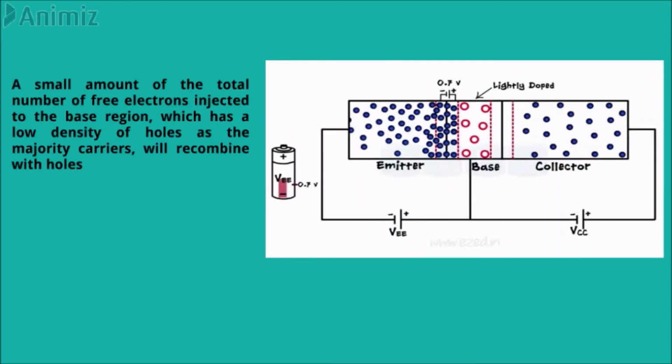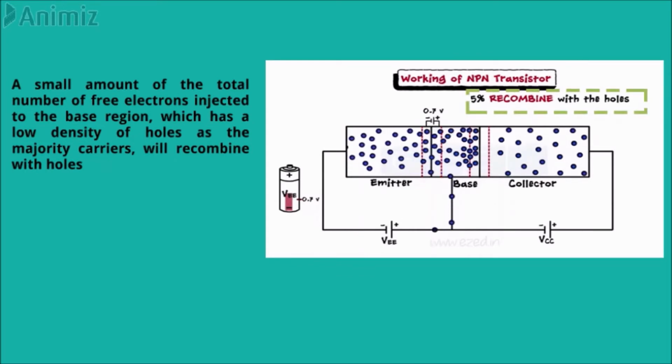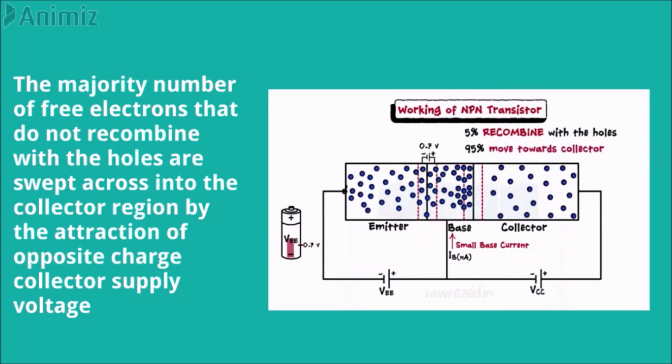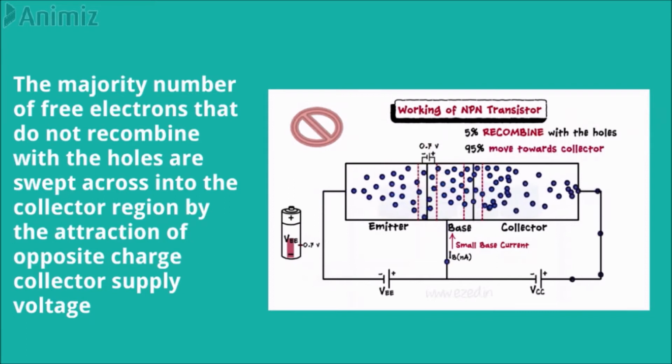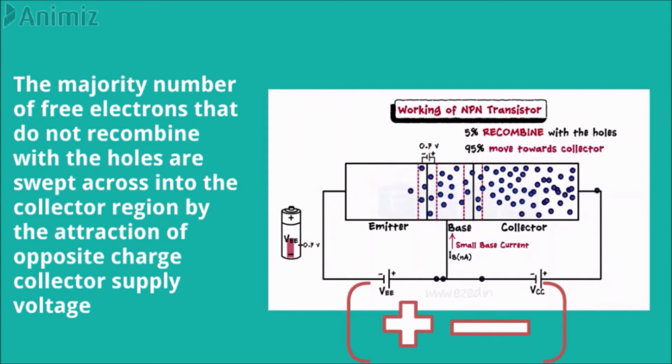A small amount of the total number of free electrons injected into the base region, which has a low density of holes as the majority carriers, will recombine with holes. As you can see, only 5% will recombine with holes. The majority of free electrons that do not recombine with the holes are swept across into the collector region by the attraction of the opposite charge of the collector supply voltage.